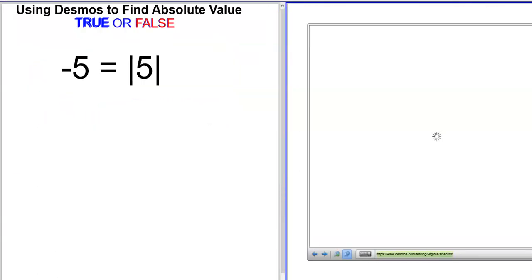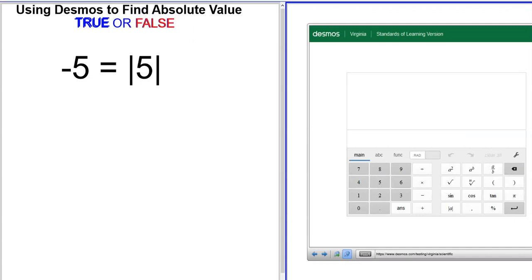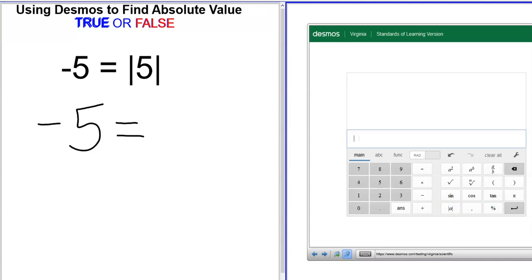Okay, the next one we're going to look at is we're going to try to find out if -5 is equal to the absolute value of 5. So for this one, -5 is -5. It's not going to change. And I'm going to see if that's equal to the absolute value of +5. So again, I'm going to use my calculator. I'm going to press my absolute value key, and I'm going to put in 5 this time.